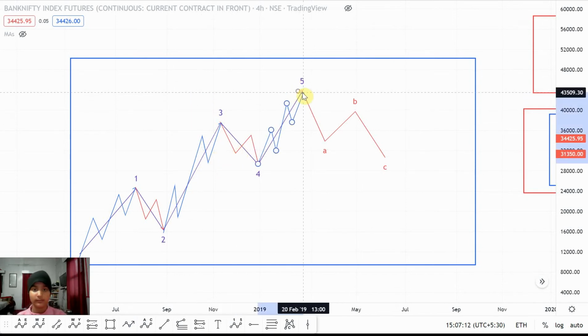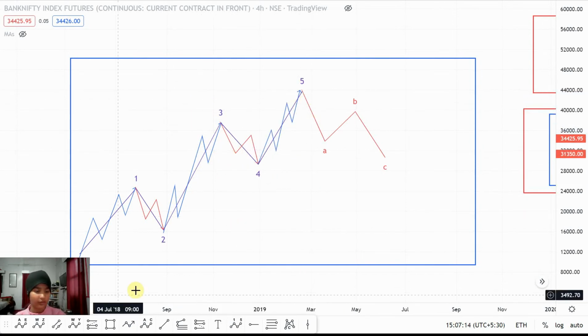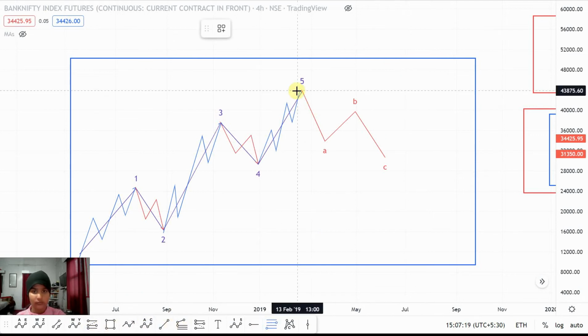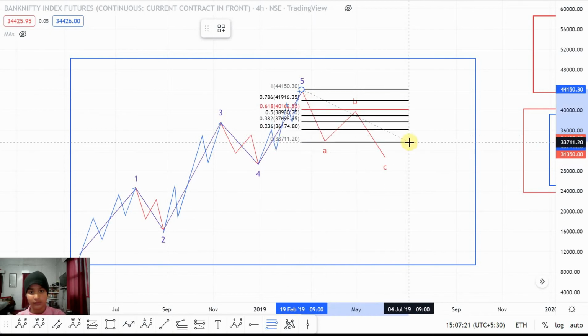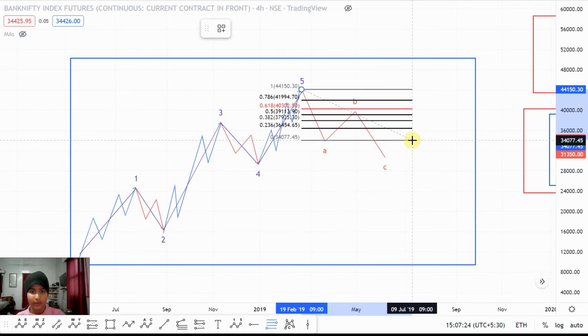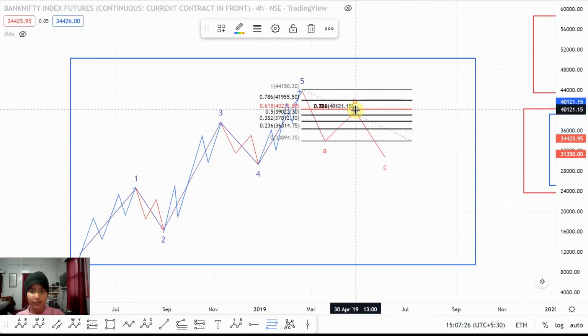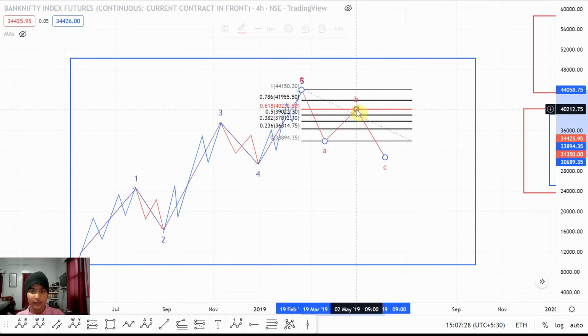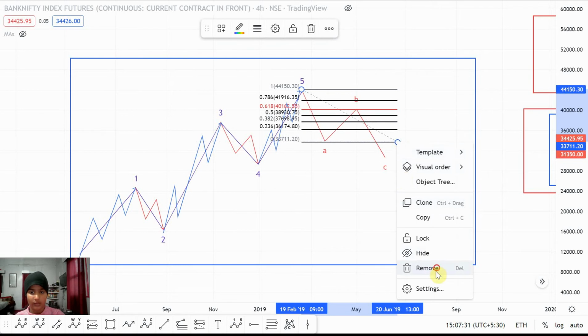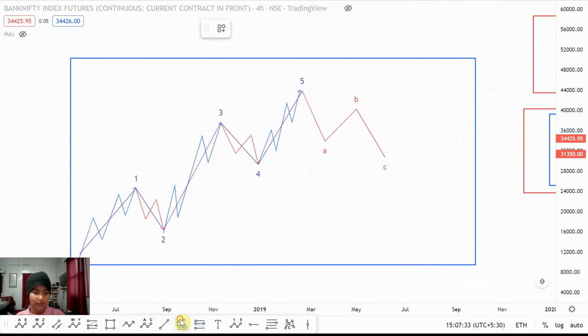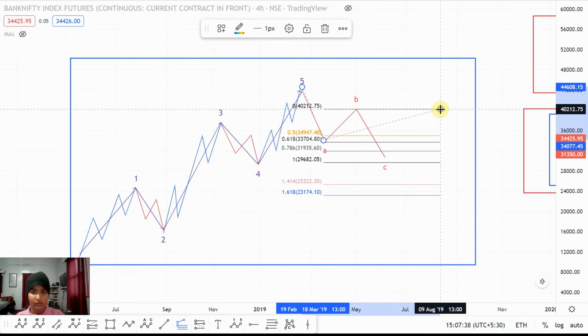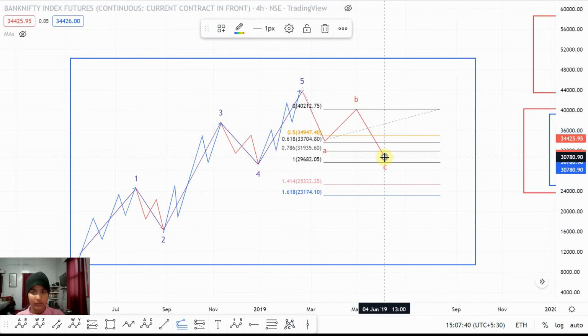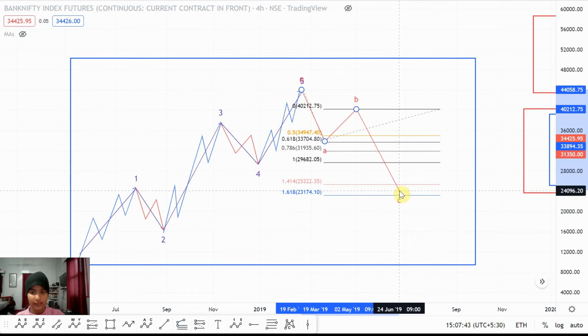Now, for checking our B wave, we put this fib. Our B wave generally comes to our golden ratio level, and for checking our C wave, we put an extension, and our C wave can extend up to the 1.618 level.